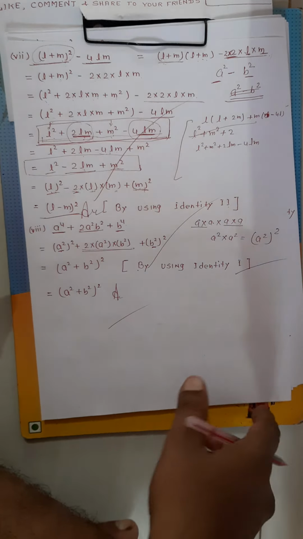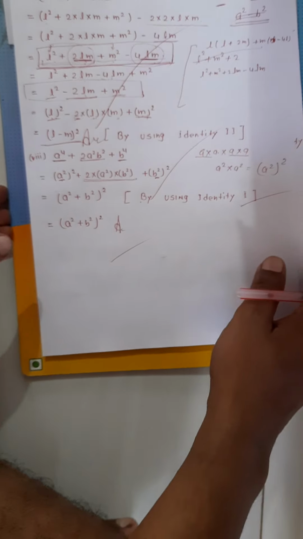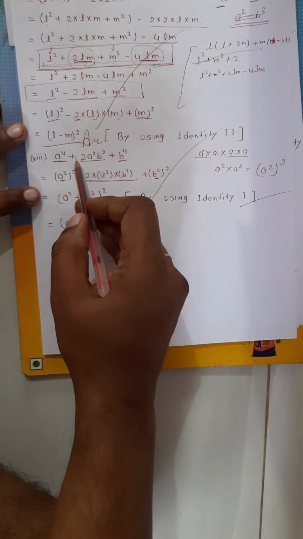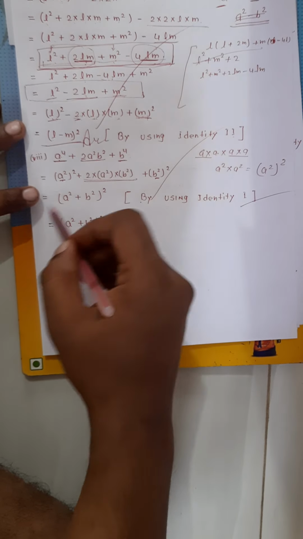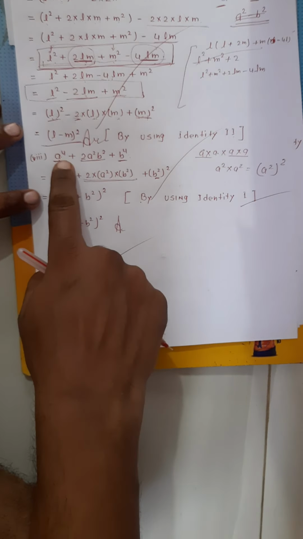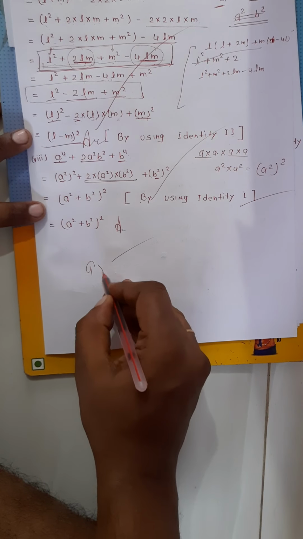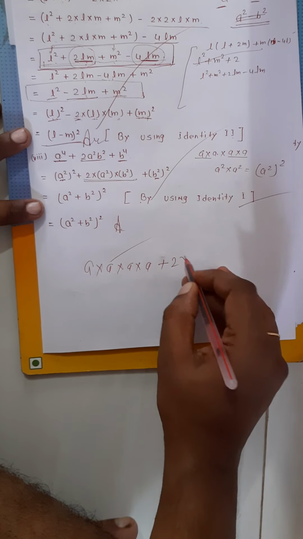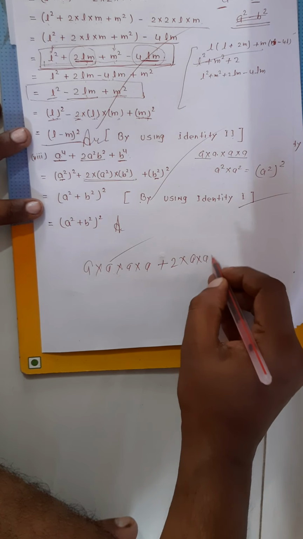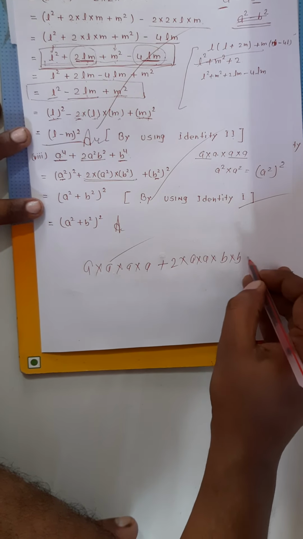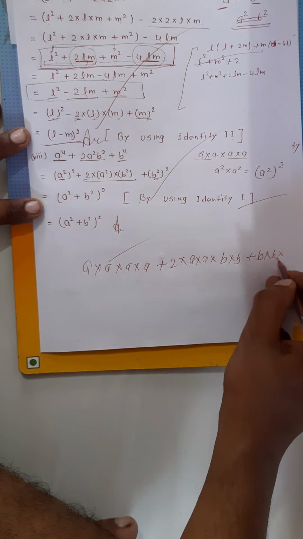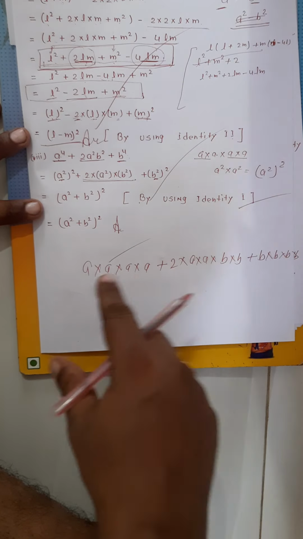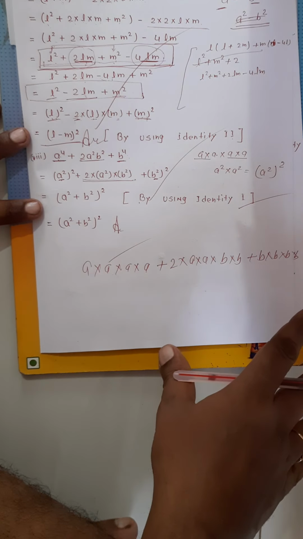Okay, now we have come to question number 4. In question number 4, again, we have a4, 2a square b square and b4. For a4 our value will be a into a into a into a. For 2a square b square our value will be 2 into a into a into b into b, and for b4 our value will be b into b into b into b. You check, can you take out any common factor? There is no common factor. So the common factor process we cannot use here.